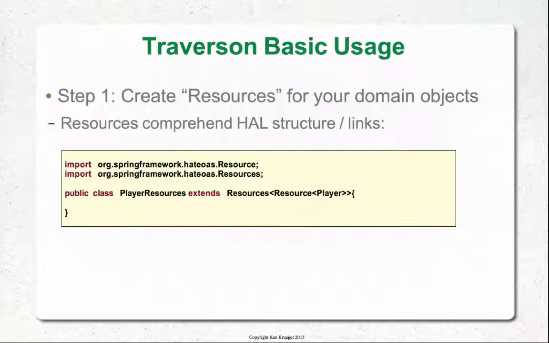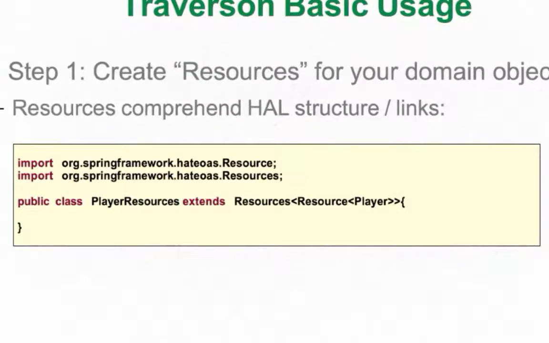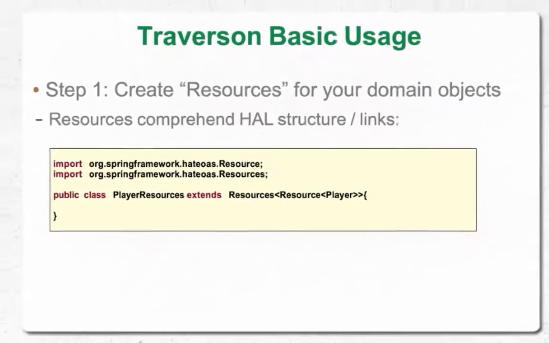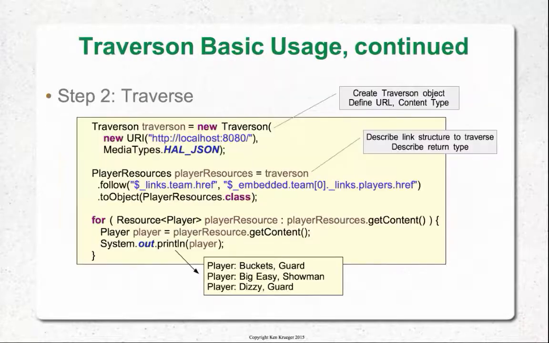The example that you see here is actually pretty exotic. The resource for the player is actually wrapped in a resources class. And the resources class essentially is aware of things like arrays and collection usage. Now, I'll leave you to research this on your own if you like, in more detail, but for now just consider it a necessary wrapper for your objects to get Traverson to work with Spring Data REST services, or really anything that follows a HAL structure.